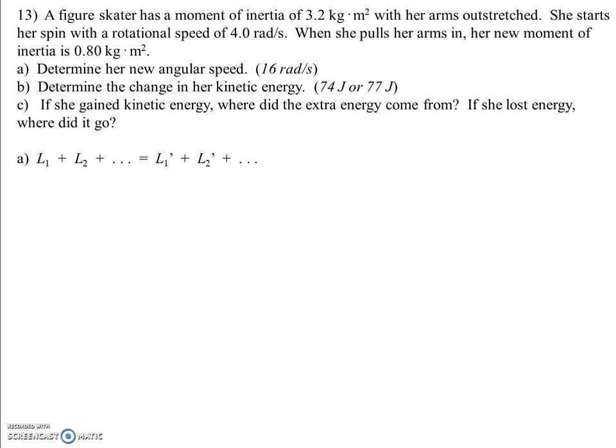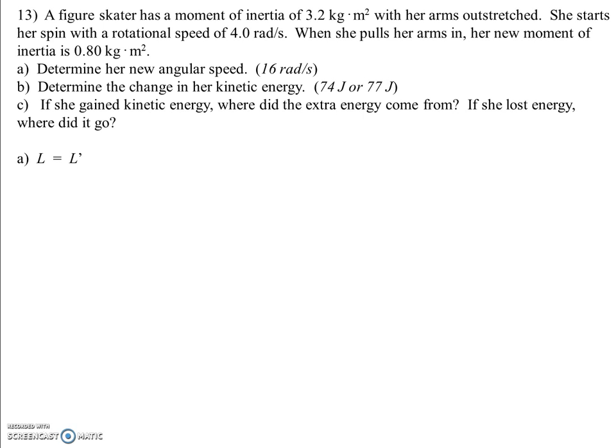So in class, we had this equation. Don't write this down just yet, but we had this equation for conservation of angular momentum: L1 plus L2 plus dot dot dot, for however many objects are involved, equals L1 prime plus L2 prime plus dot dot dot. This looks just like conservation of linear momentum when there are multiple objects interacting with each other. But in problem 13, there's only one object. And so we actually change the equation to just L equals L prime.